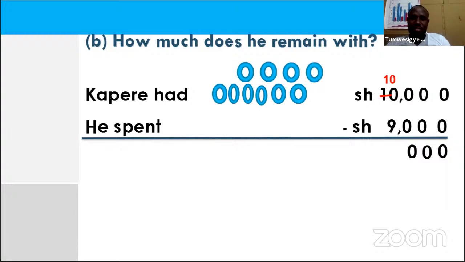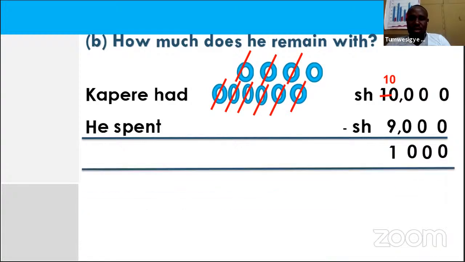Okay, so now what are we going to do next? We are going to cancel 9 of them. Let's go. 1, 2, 3, 4, 5, 6, 7, 8, 9. What do I remain with? I remain with 1. So I'm going to put here 1 as the answer. Then underline that Kapere remained with only 1,000 shillings.